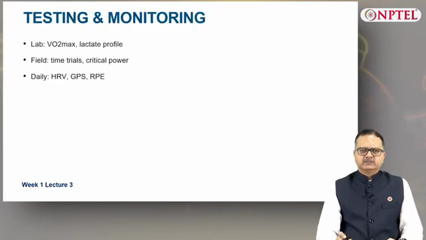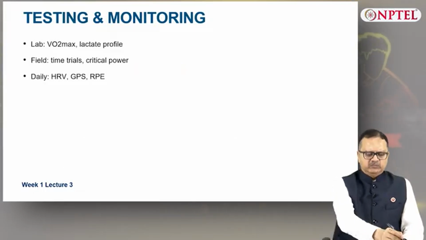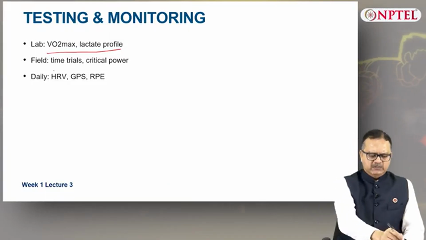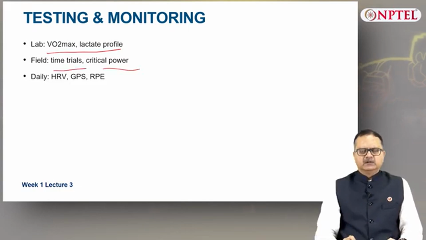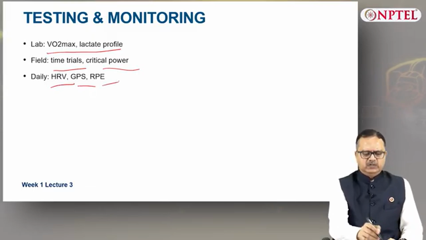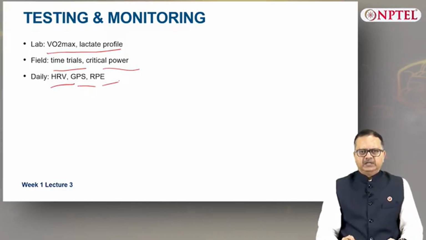When you are training somebody for aerobic conditioning, make sure you monitor the VO2 max and the lactate profile in the laboratory. On field, you can use time trials and critical power tests. Daily monitor the HRV, the GPS load and the RPE.